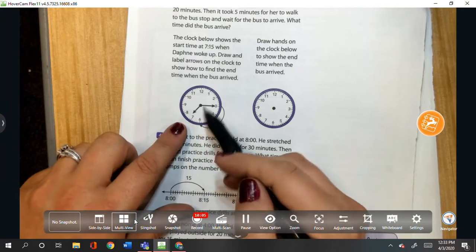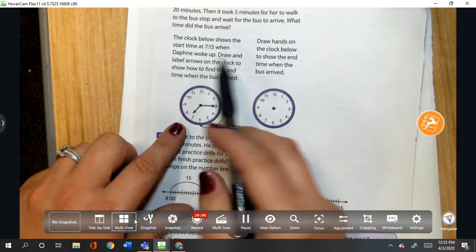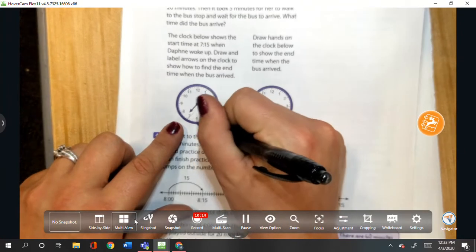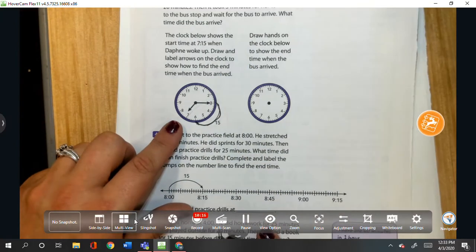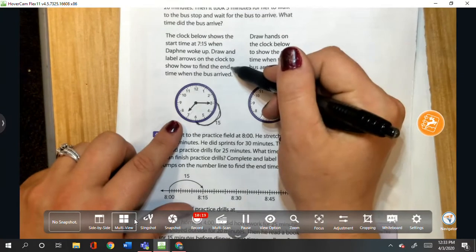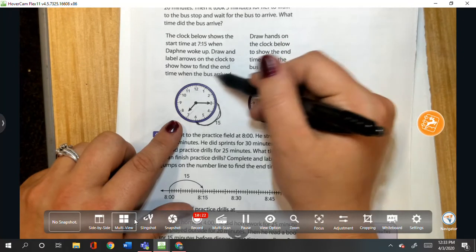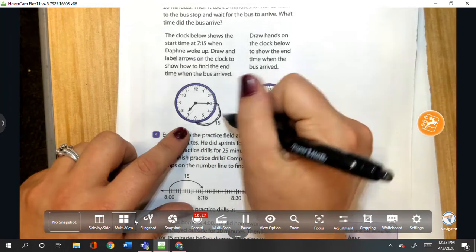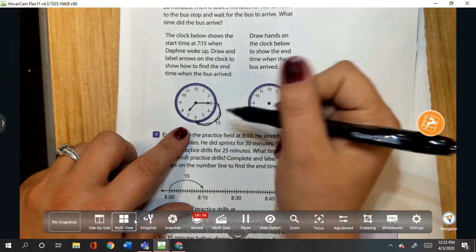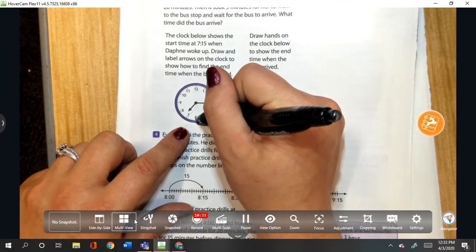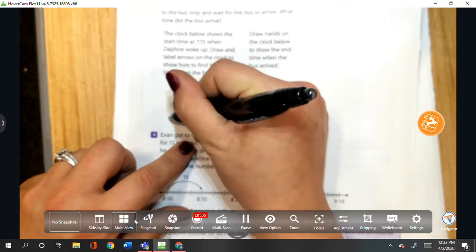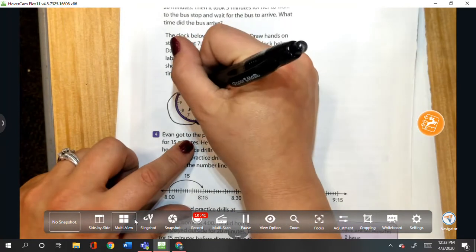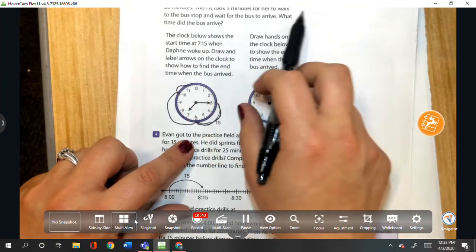that she started at 7:15. Said Daphne woke up, draw a label, all right? We know that it took 15 minutes to get dressed and brush our teeth. And how to find, okay, so we went from 7:15 to 7:30 getting dressed, brushing our teeth. Then we spent another 20 minutes eating breakfast. That landed at us right up here to eat breakfast. And then it took us 5 minutes to walk to the bus stop and wait for the bus.